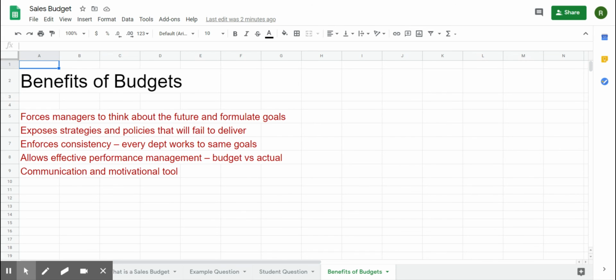It allows effective performance management. So what we can do is we can compare the performance of managers at the end of the year with the actual performance that was predicted or hoped for within the budget. And for my students, you may have already done standard costing and variance analysis, and that links into the budgeting process. And hopefully, if the budgets are done correctly, so they are SMART budgets, which are specific, measurable, achievable, realistic, and timed.